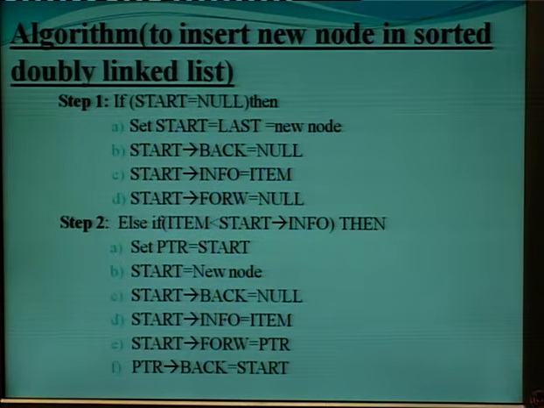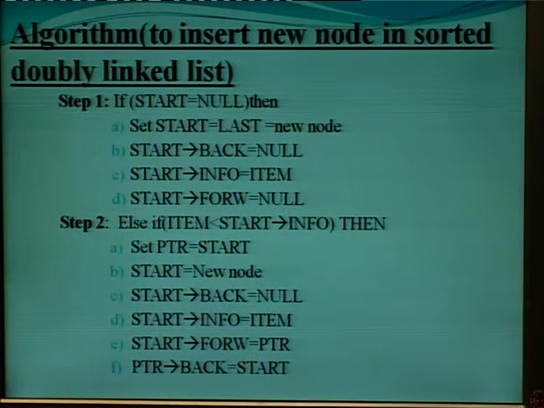In step two, if it is not null, if it is not the first node, then first of all set pointer is equal to start. We have to start checking where that item lies. We start checking from the first node and find out the particular location. So first of all set pointer to the start, new node, then start back is null, and start information is equal to the item which is going to be stored.